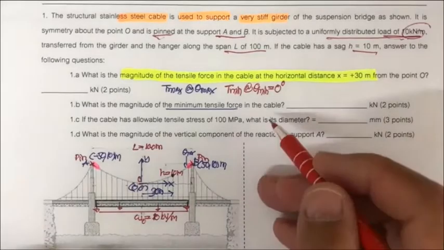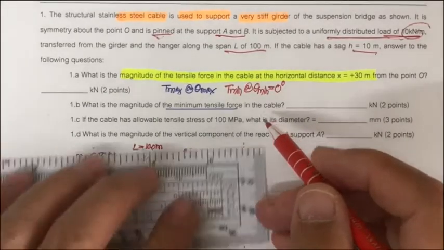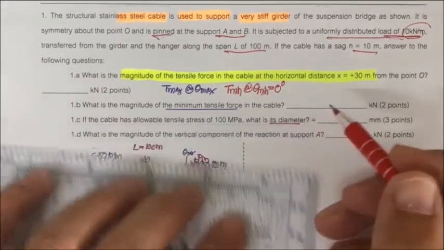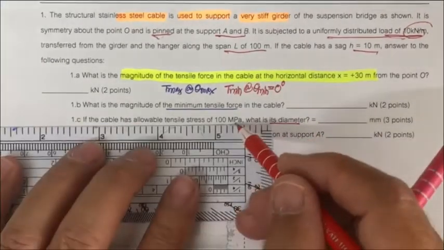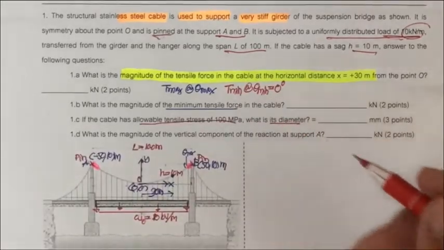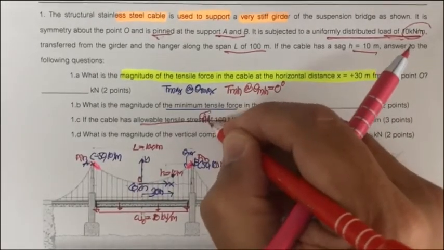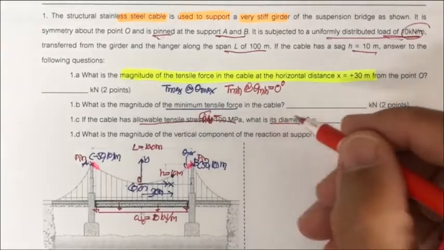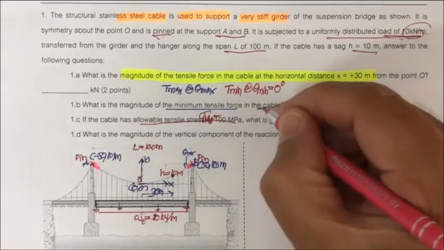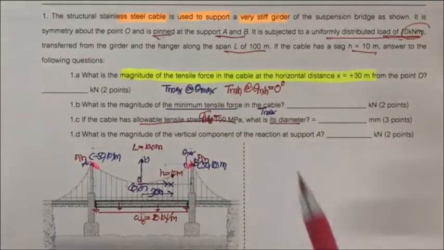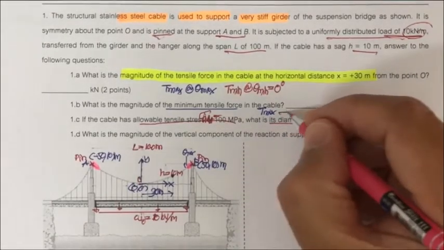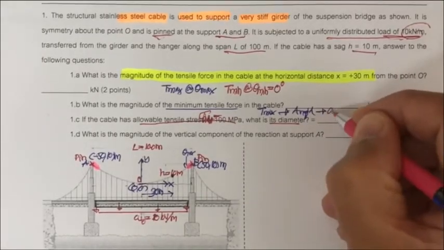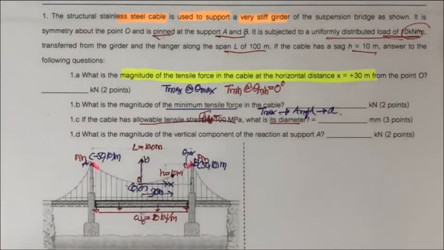And then after finishing the analysis, they ask us to determine the diameter of the cable with the allowable stress of 100 megapascal. So this is going to be sigma allow. To design the cable, you have to find T max, and then you use T max to find the A required, and from the A required you get the diameter.